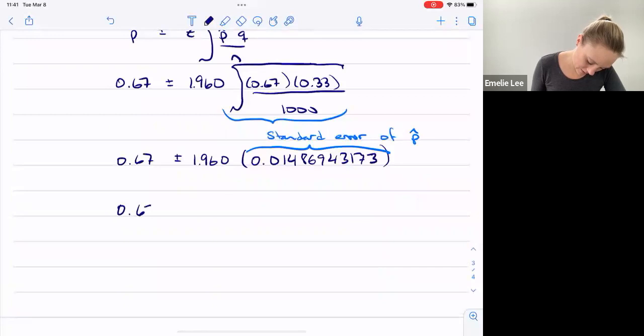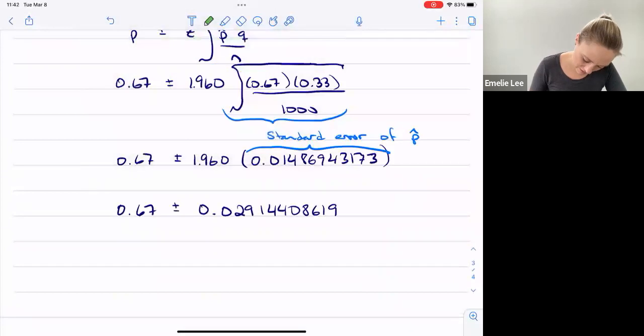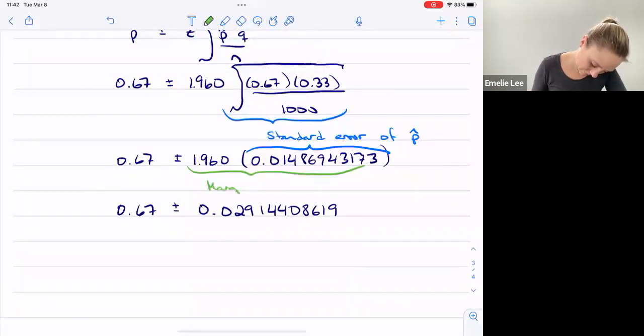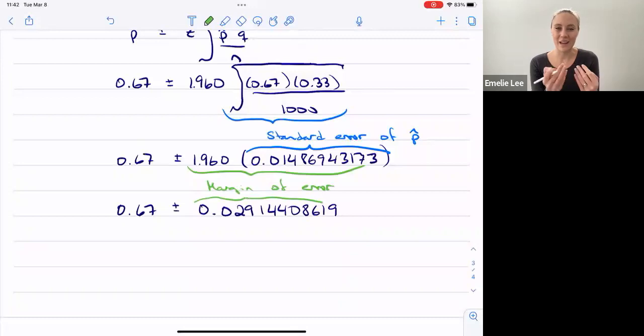And then 0.67 plus minus, and then I'm going to multiply that by 1.96, and I get 0.02914408619. Now this is the margin of error. Once I've multiplied by the confidence level, then I have my margin of error. And notice that that's kind of the buffer around our sample proportion, 0.67. Because we understand if we took a completely different sample, then my sample proportion wouldn't be 0.67. I expect it to be around there, but we're building this buffer or this interval to try to figure out what it might reasonably be.